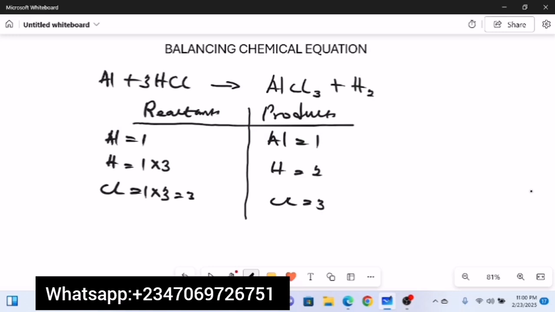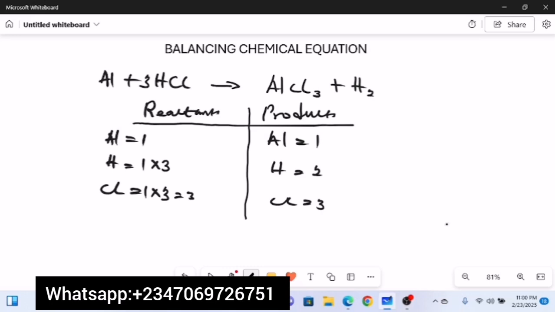Hydrogen on the product is actually 2. So what do we do now to bring this hydrogen to be equal to 3? Simply multiply by 3 all over 2. It's as simple as that, such that the 2 cancels 2. I am left with 3 more.